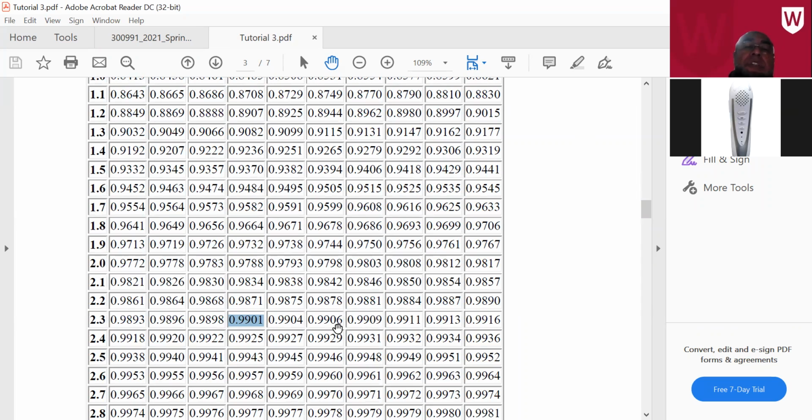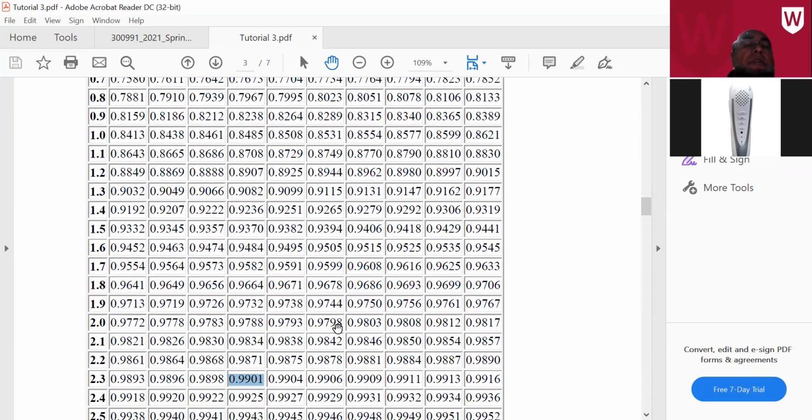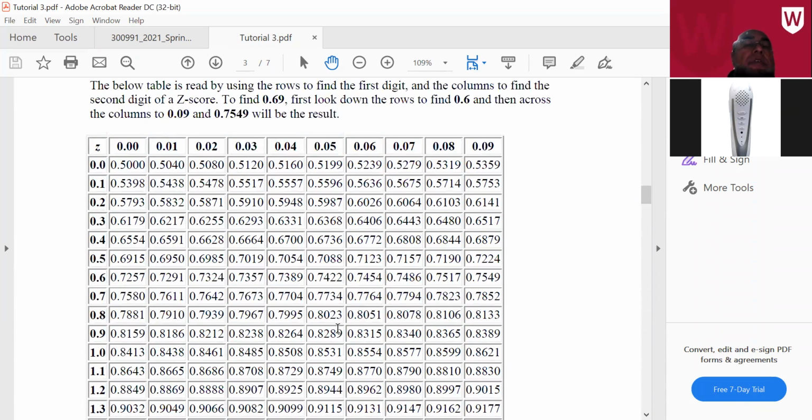So any issue with this diagram? We use this table. You see, these are the Z values, and these are the F values in the cells. Most of the time, for a particular F value, to find the Z, we have to do the interpolation, because most of the time it does not exactly match the value given here.